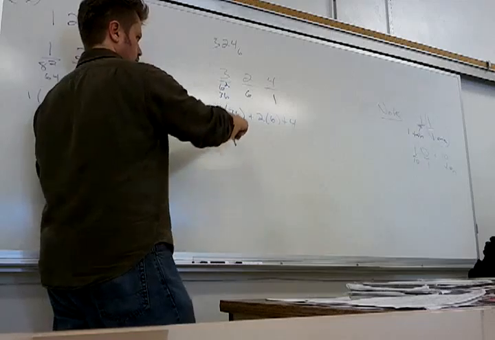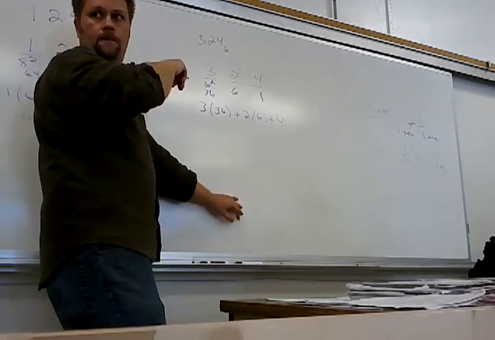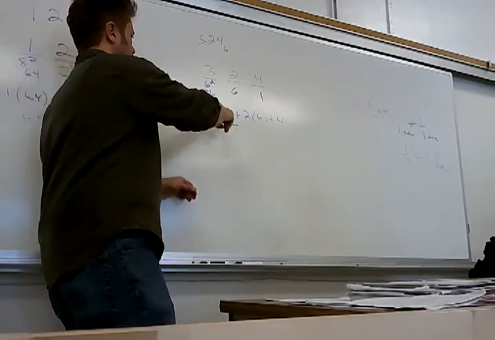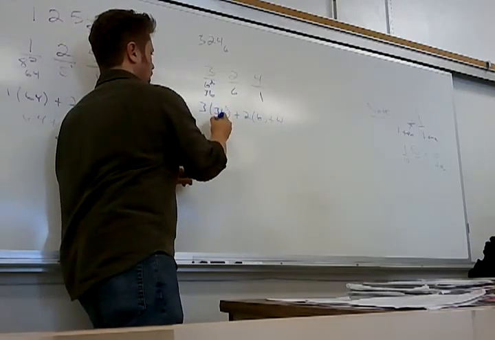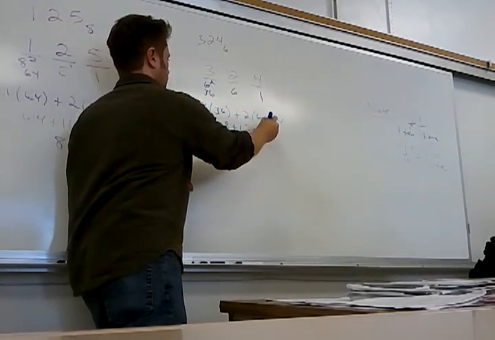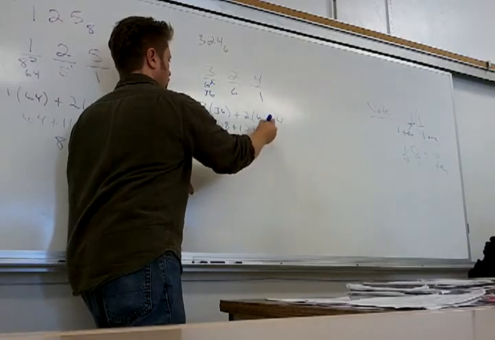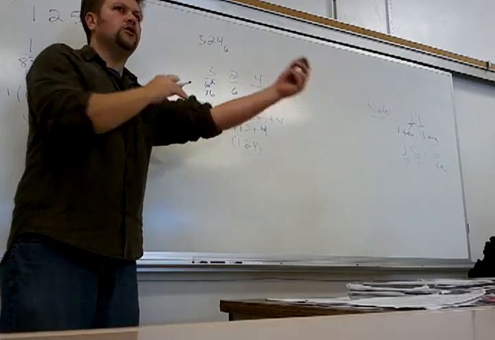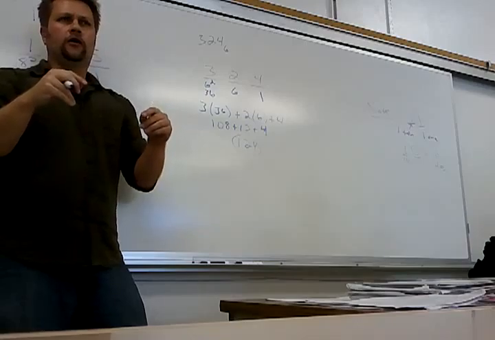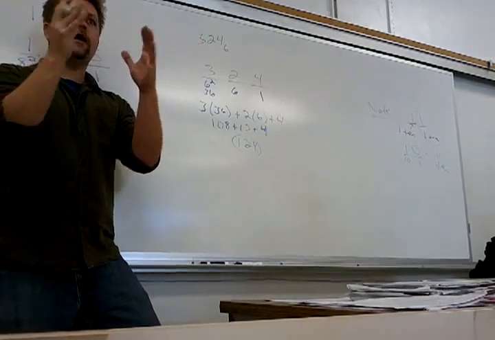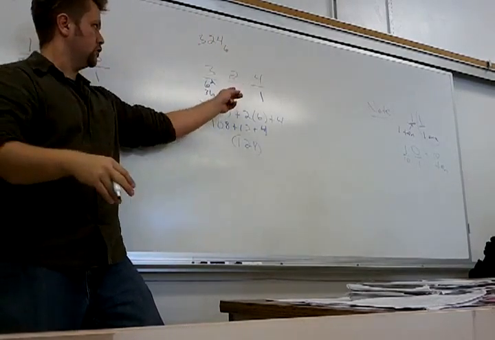So what is that? 108 plus 12 plus 4. Yeah, so 124. This is good. Now, on one level, this is just multiply and add. Okay, and that's good. On one level, this is just multiply and add.